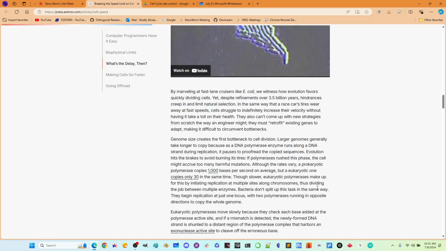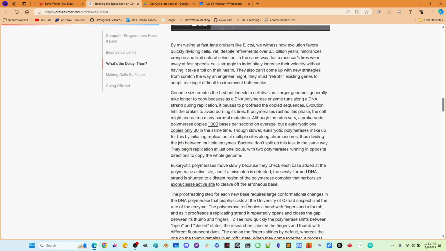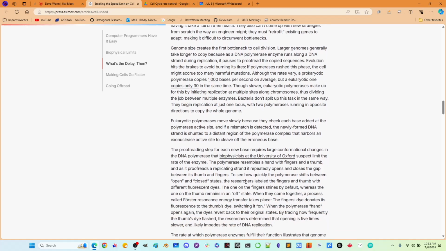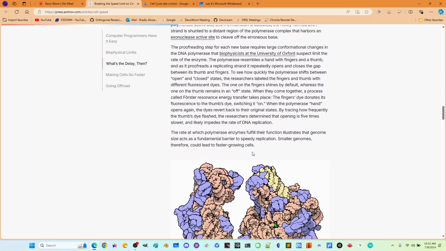Bacteria doesn't split up this task in the same way. They begin replication at just one locus, with two polymerases running in opposite directions to copy the whole genome. So this is where eukaryotes have evolved these different mechanisms for speeding up cell division, because eukaryotic cell division could be infinitely slow otherwise. But still, it's slower than prokaryotic cell division. And so this talks about proofreading and what the mechanisms are there.